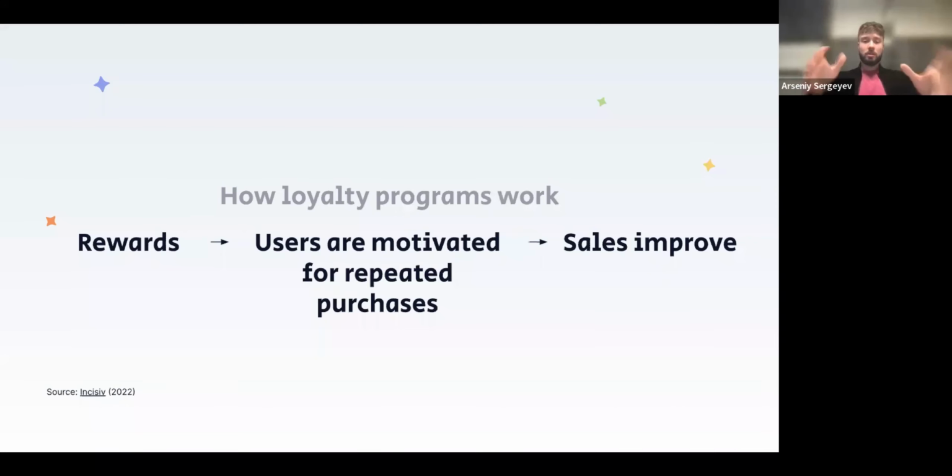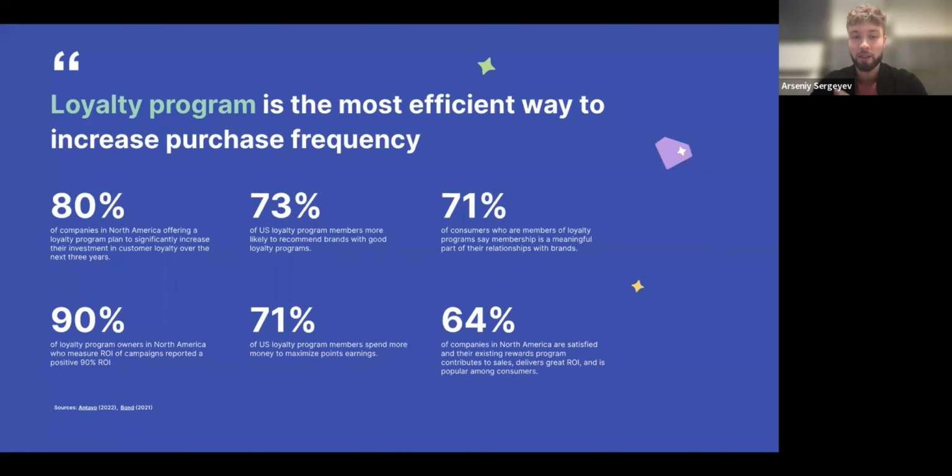Now, these are the basics of how loyalty programs work. You have rewards. People are motivated for repeated purchases, whether those rewards are discounts or some additional things, or charities that you donate to. So they're motivated for repeated purchases at your company, and sales improve. Okay, that's the basics. That's obvious, but how does that really impact the numbers?